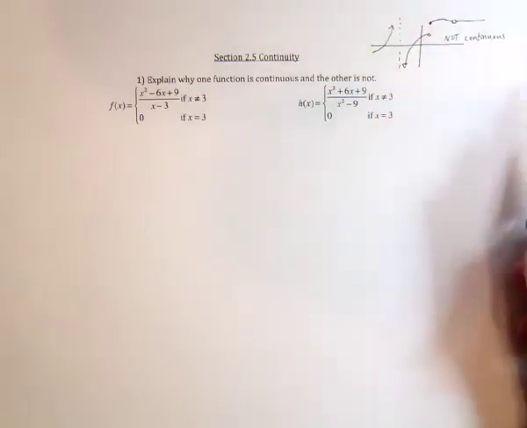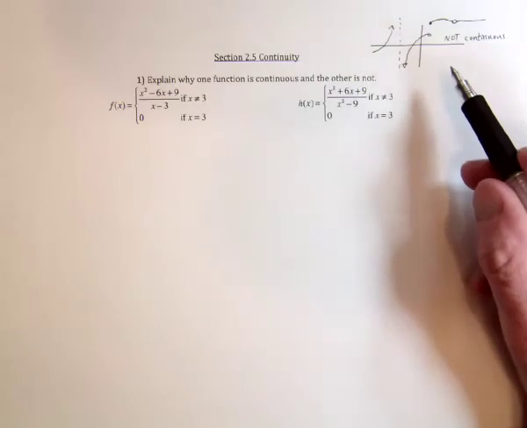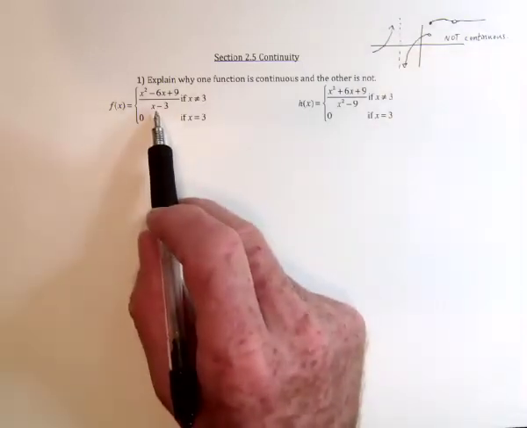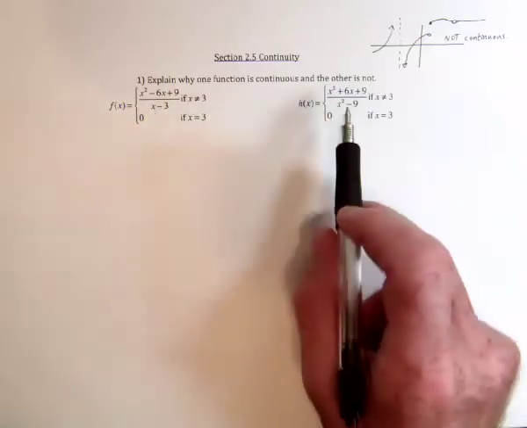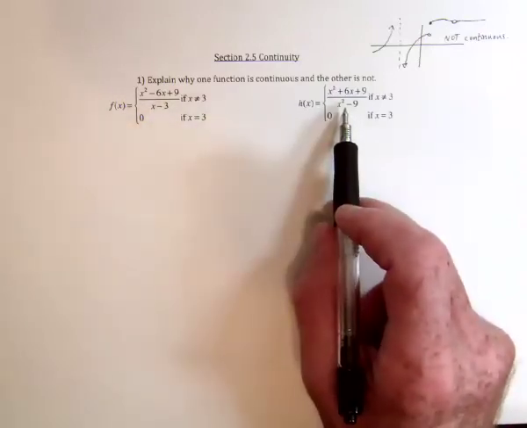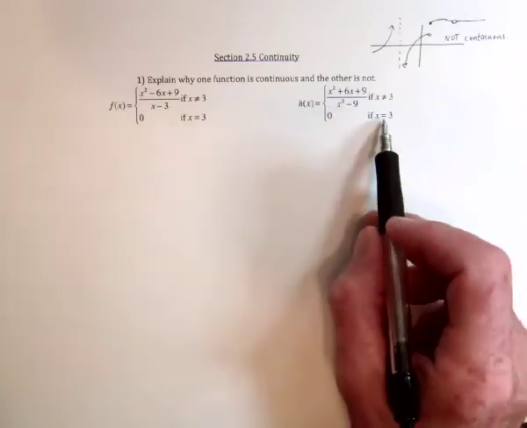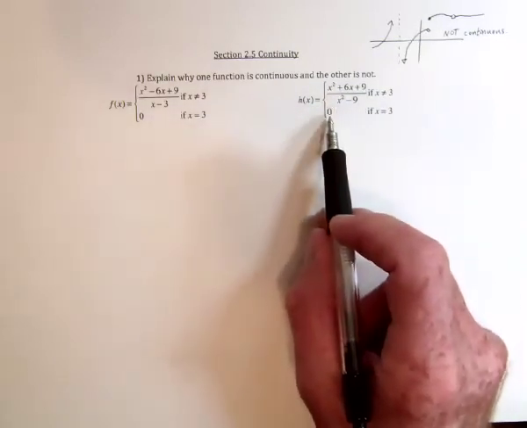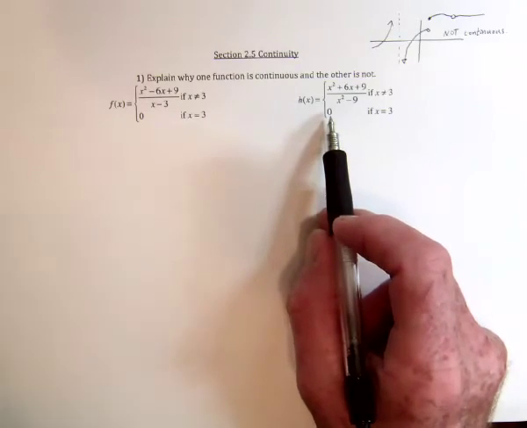And so one of these has one of these problems and the other one does not. Well, if you look at both of them, at x equals 3, we've got division by 0. And so whoever created this, namely me, tried to remedy the problem by saying, well, when x does equal 3, don't use that over there, just say that the function is 0. Is that good enough to fill in the problem?